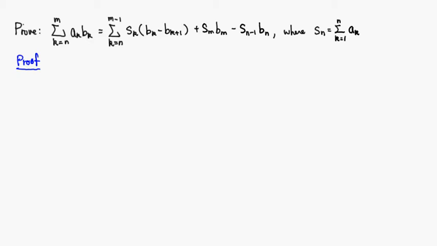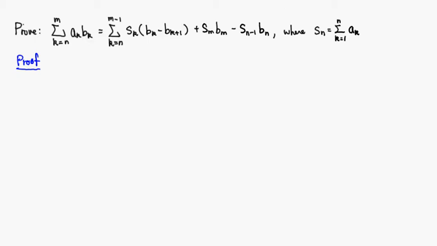Alright, let's look at this result. Let's prove that the summation from k goes from n to m of a_k times b_k is equal to the summation k goes from n to m minus 1 of s_k, where s_k is a partial sum, times b_k minus b_(k+1), plus s_m times b_m minus s_(n-1) times b_n. It's kind of hard to see how useful this is going to be, but we'll see some applications. But let's try to prove this.